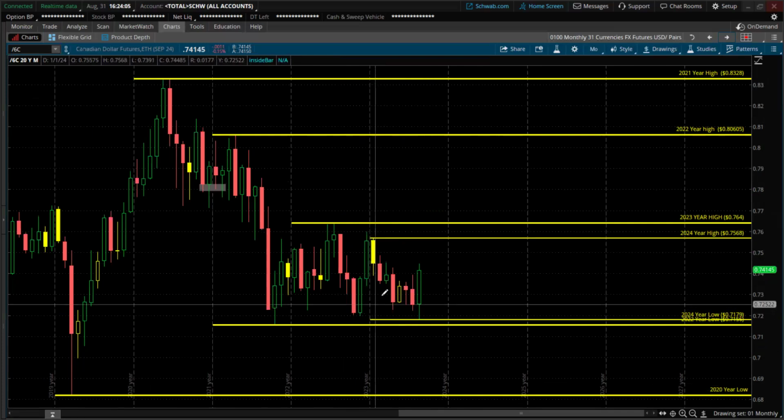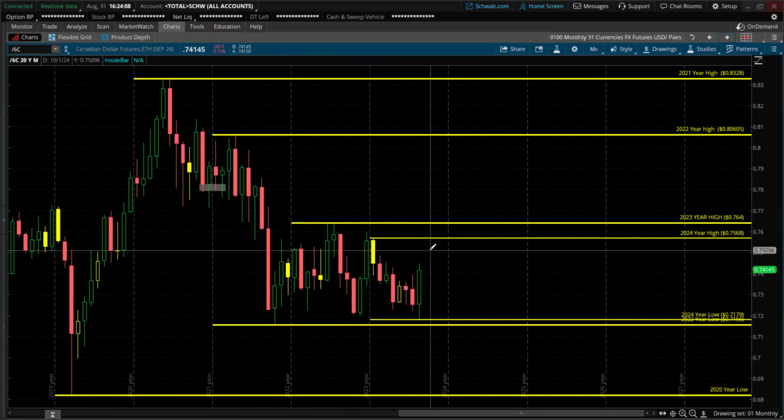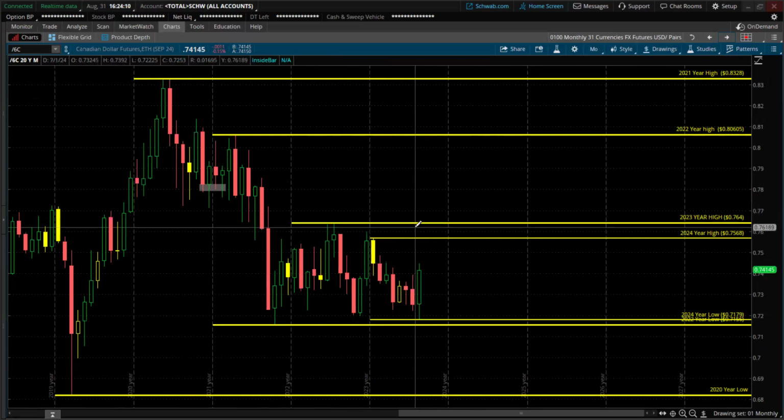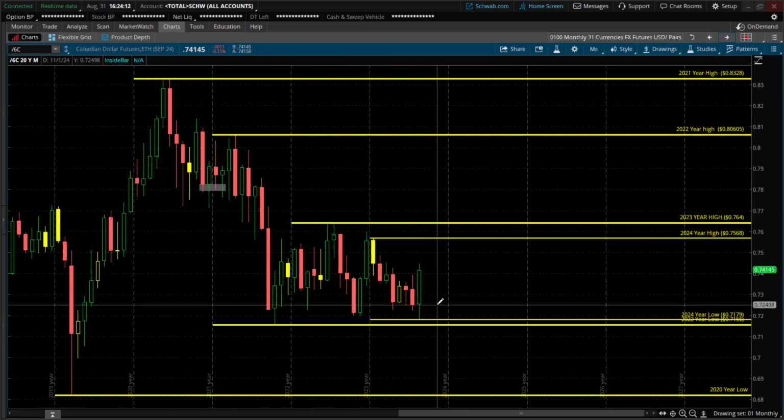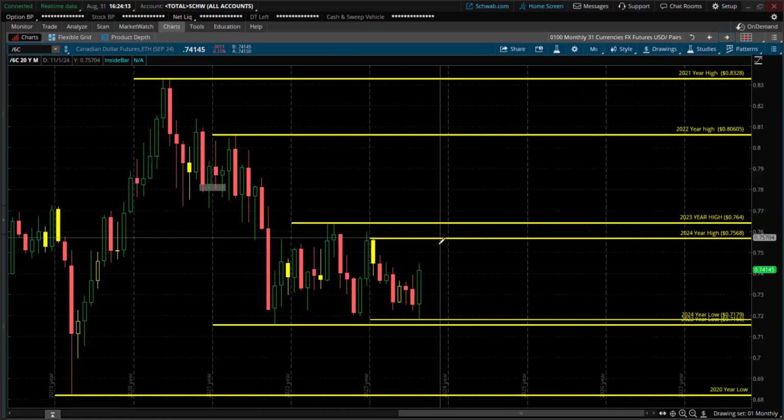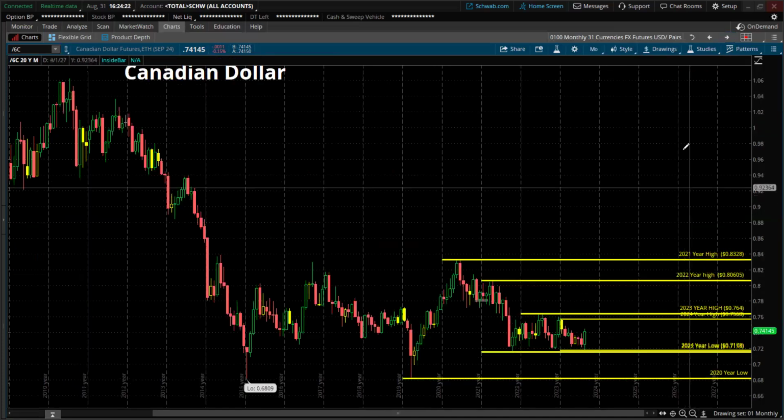But big difference. You had the British pound making a new high for the year. The Canadian dollar making a new low for the year against the US dollar. Big difference on their economies. Certainly, United Kingdom is not heavily weighted in commodities.